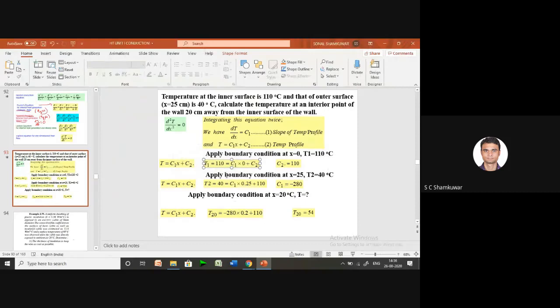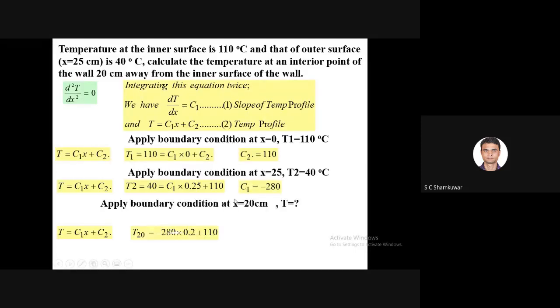Extremely sorry. This should not be degree. It should be centimeter. Centimeter. Okay.